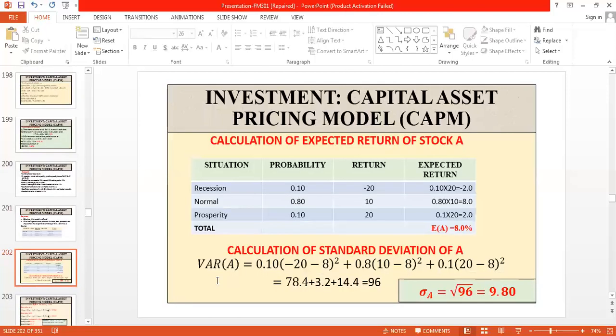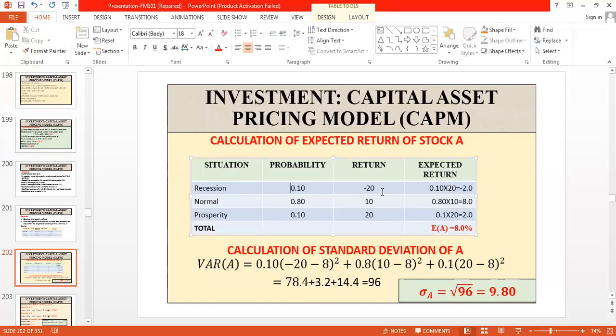Now, as we know that the probabilities of the three situations are 0.10, 0.8, and 0.10, and these are the returns that we have calculated in my previous slide. So just multiply probability and return and then add them to get the expected return of the security A. So 0.10 into minus 20, this is minus 2%. Then for normal, 0.8 into 10, it is plus 8%, and for prosperity, it is 0.10 into 20, that means 2%. So minus 2% and 2% will cancel out. Actually, the expected return from stock A will be 8%.